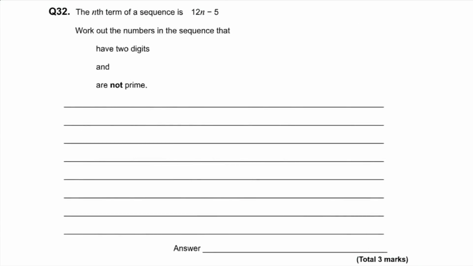Okay. Question 32. The nth term of a sequence is 12n minus 5. Work out the numbers in the sequence that have 2 digits and are not prime. I'm just going to have to generate some terms here, aren't I, and look at them.